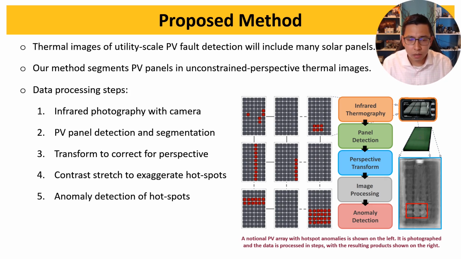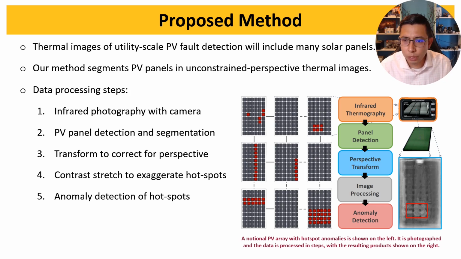Some of our processing methods here. We want to detect the different hotspots associated with a photovoltaic array. So the notional array on the left shows several different faults, including a checkerboard, faults in series, as well as large swaths of potentially damaged faulty photovoltaic cells.